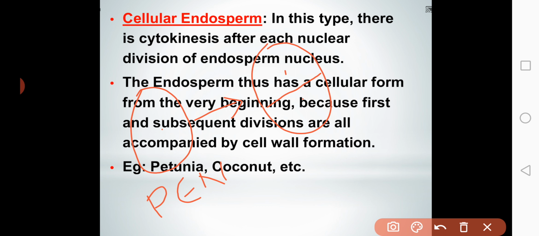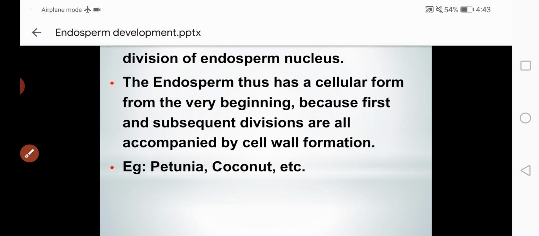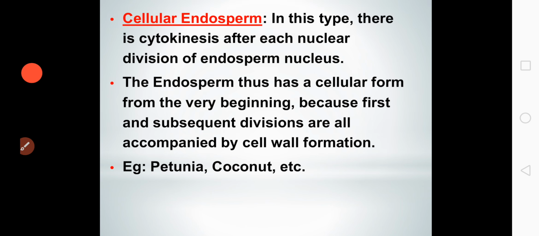Again the nuclei divide, and again the wall formation takes place. In this way, the nuclear division is followed by cytokinesis. And the endosperm thus has a cellular form from the very beginning, because the first and subsequent divisions are all accompanied by cell wall formation. Examples for cellular endosperm formation: petunia and coconut.